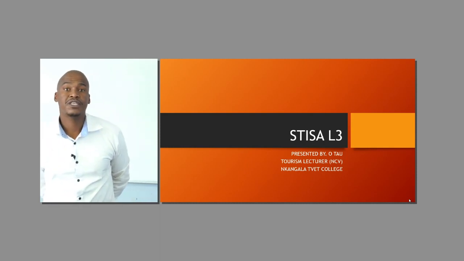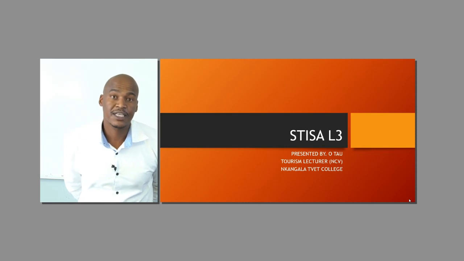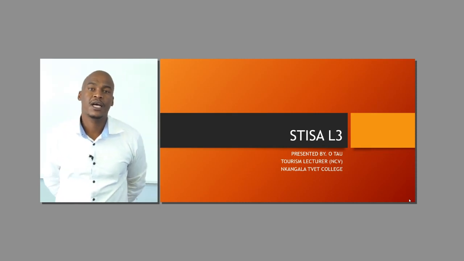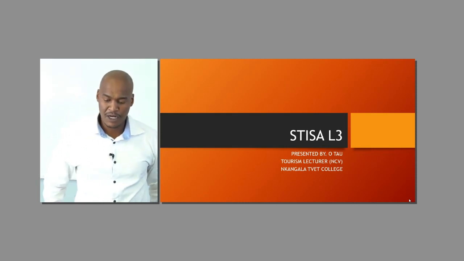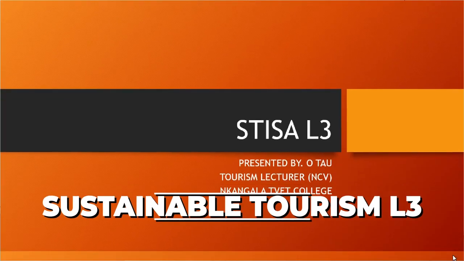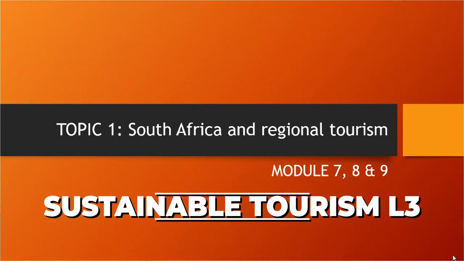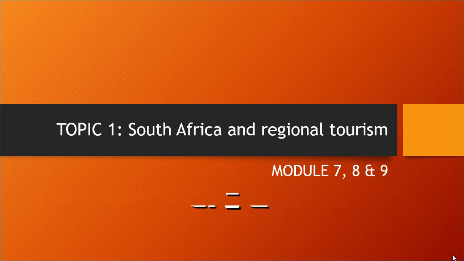I'm going to be presenting a lesson on sustainable tourism level 3. My main focus will be on module 7, 8 and 9. Basically we are wrapping up topic 1 and we'll only be left with topic 2 after this.